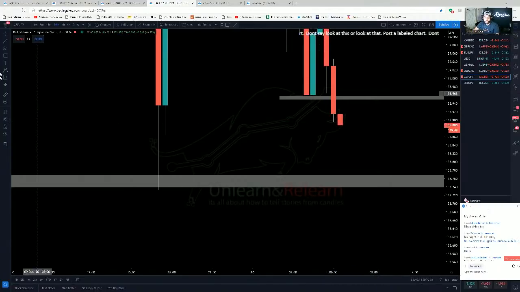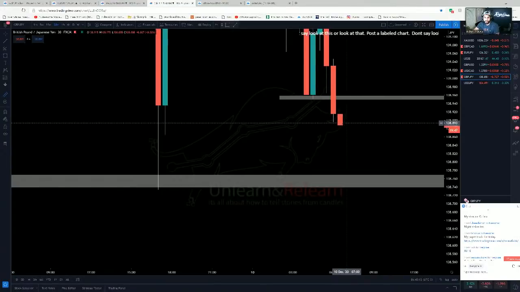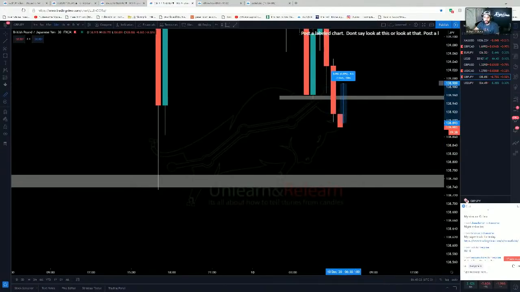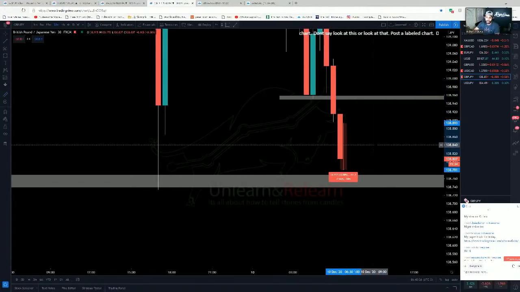Okay, there we go. It should continue down now. Yeah, this is it. This is the moment. 138.780. Stops are basically 8 to 9 pips away above this current candle. Okay, look at that. Look at that move.